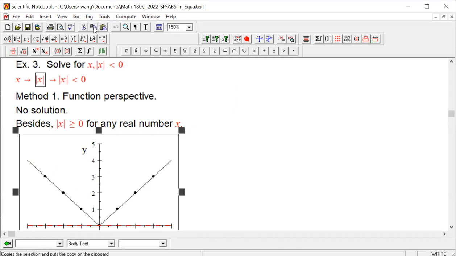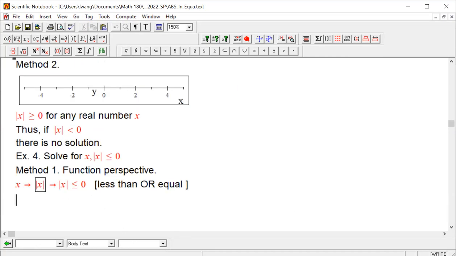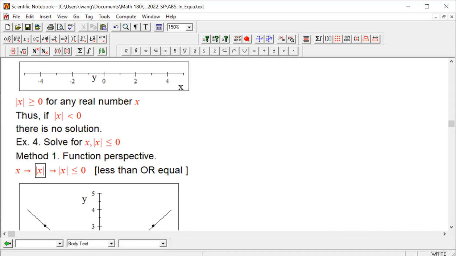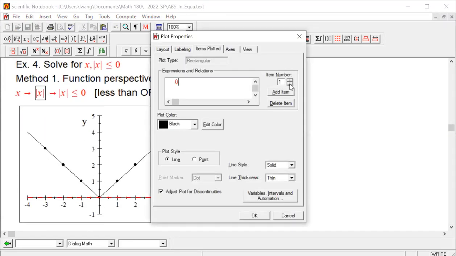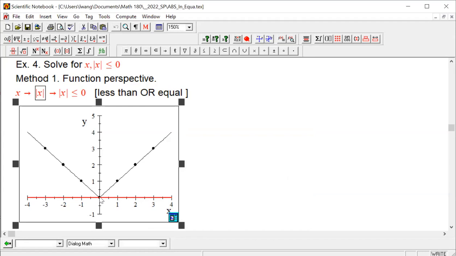So in this picture, we will draw a solid line. And there's one touch. That one touch is the only solution we have here.